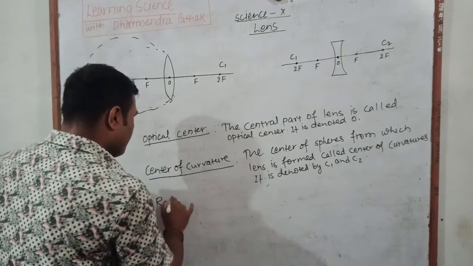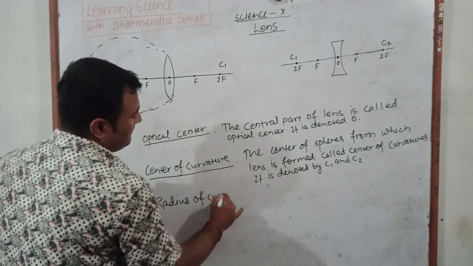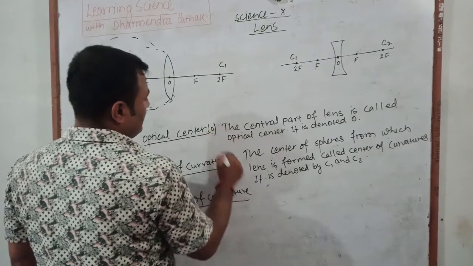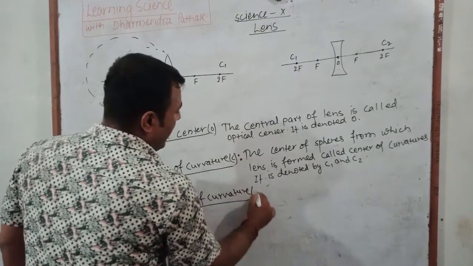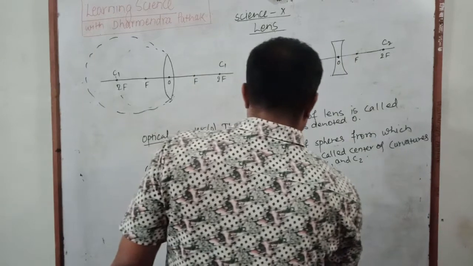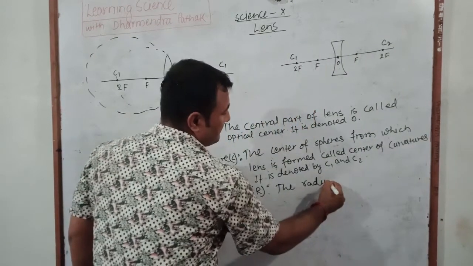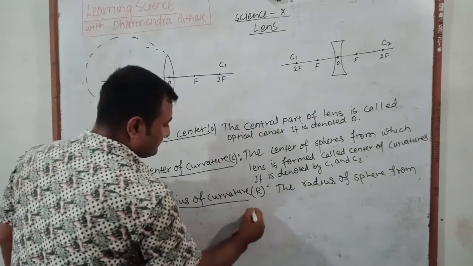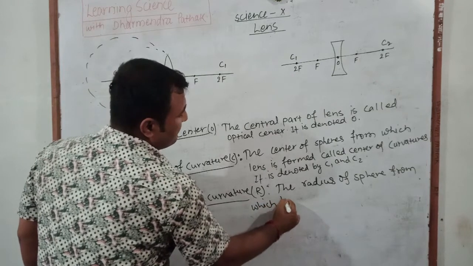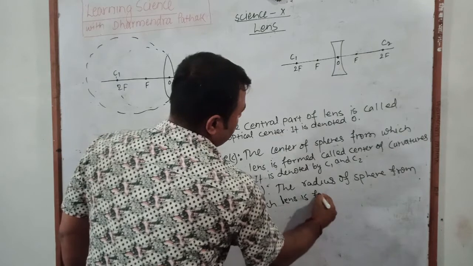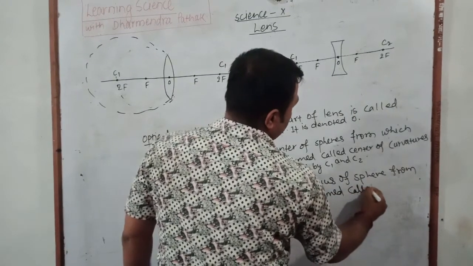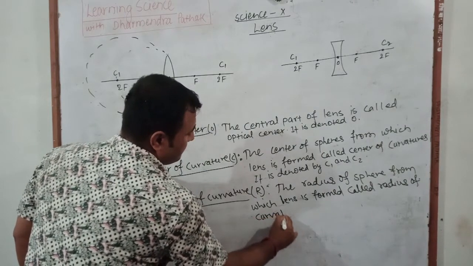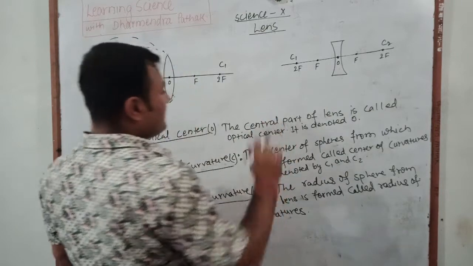Next, radius of curvature. It is denoted by R, and we define it as: the radius of a sphere from which a lens is formed is called radius of curvature. And it is denoted by R.